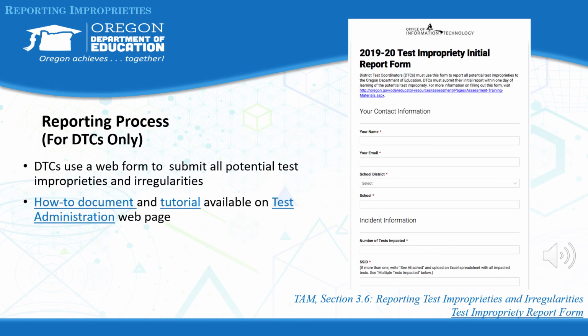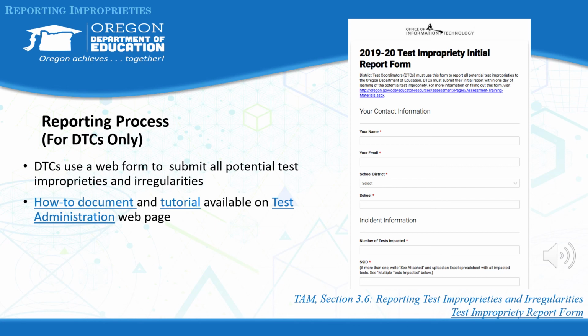DTCs must submit an initial report for all potential test improprieties to ODE within 1 day of learning of the potential test impropriety. Similarly, DTCs must report all test irregularities that impact either test security or test validity. Based on the initial report, ODE may request further investigation by the DTC, in which case the DTC must provide results to ODE within 30 calendar days. These expectations are unchanged from previous years.